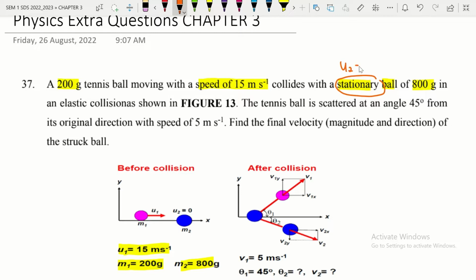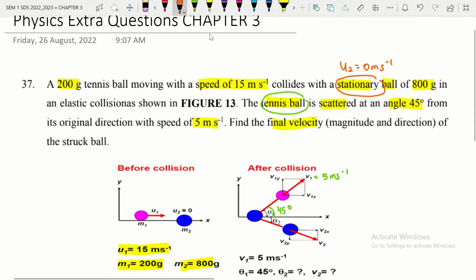So therefore the initial velocity is 0. Then after the collision, the tennis ball is scattered at an angle of 45 degree from its original direction with speed of 5 meter per second. So yang scattered adalah tennis ball. Okay, not the stationary ball but tennis ball. So tennis ball itu akan scattered dengan angle of 45 degree dan juga dia punya final speed will be 5 meter per second. So the question asks us to find the final velocity.